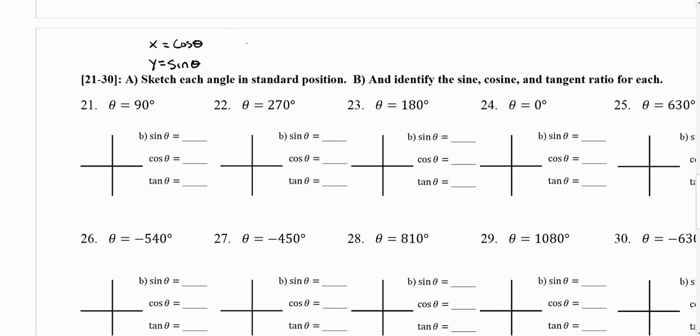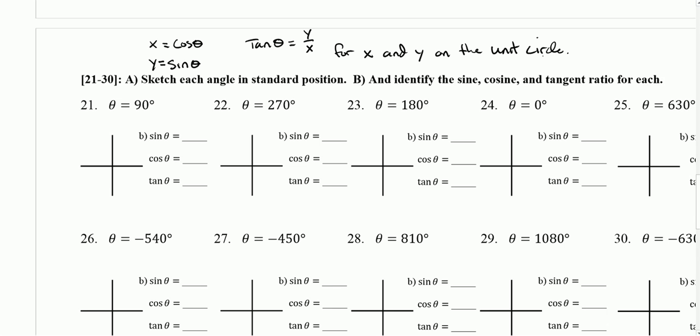And your tangent of theta is always going to be y over x, which is sine over cosine. These are for x and y on the unit circle, which is a circle with a center at 0, 0 and a radius of 1.